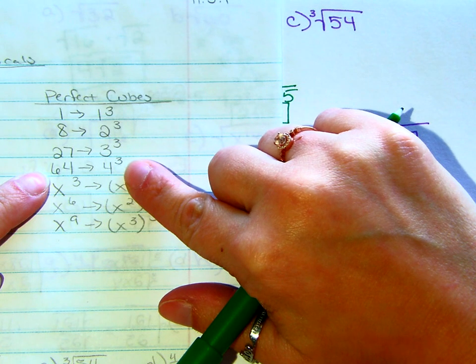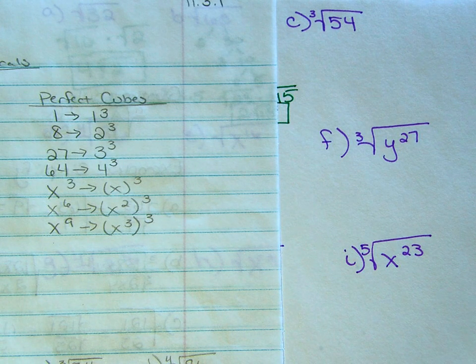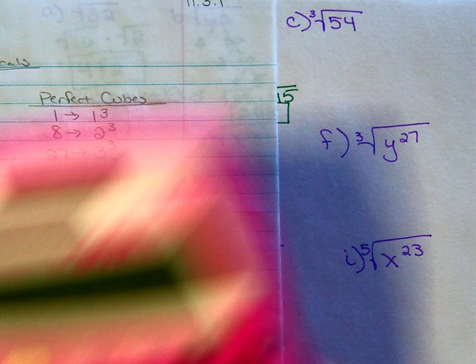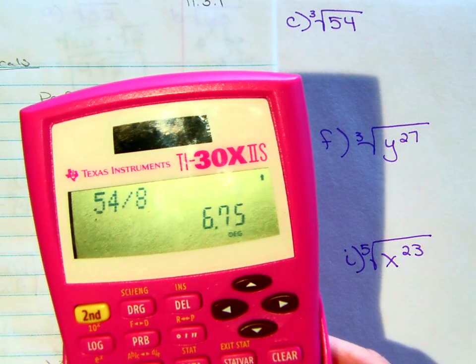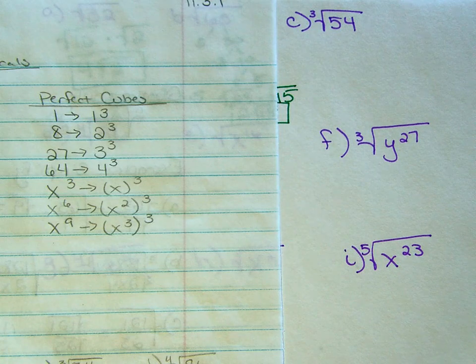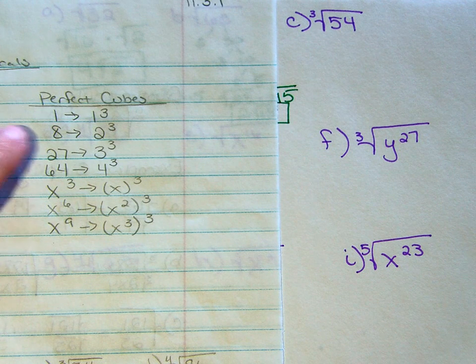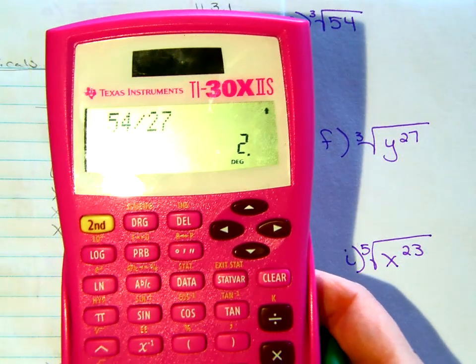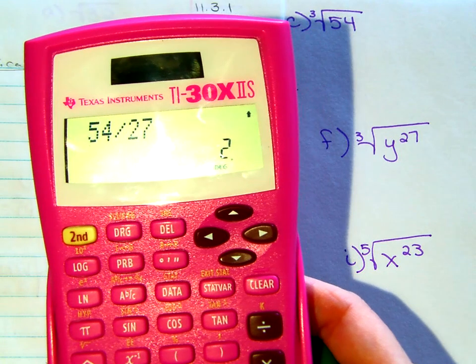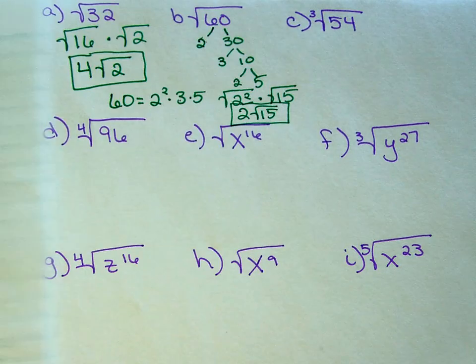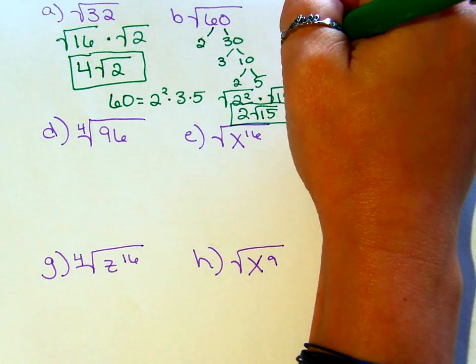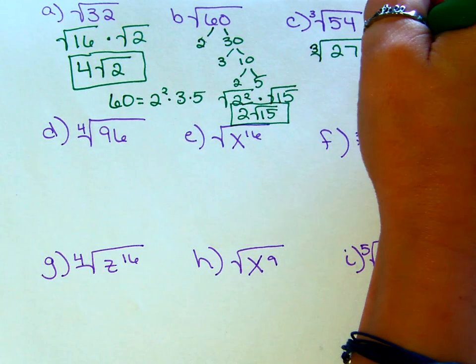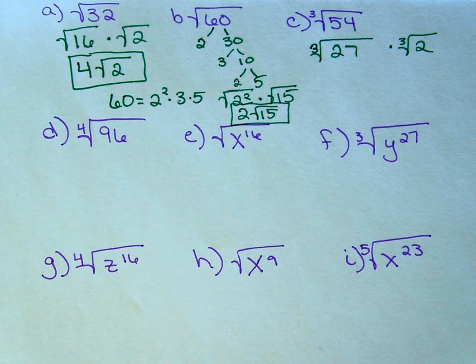So I need to ask myself, is 54 divisible by 8? Because if it is, then I will be able to do something with that. So on my calculator, I take 54 divided by 8, and I get a decimal. So it's not divisible by 8. So let's do 54 divided by 27. All I'm doing is testing these perfect cubes to see if any of them come out. And when you take 54 divided by 27, you get 2. 54 is 27 times 2. So I can split this using my product rule into the third root of 27 times the third root of 2. The third root of 27 is 3.